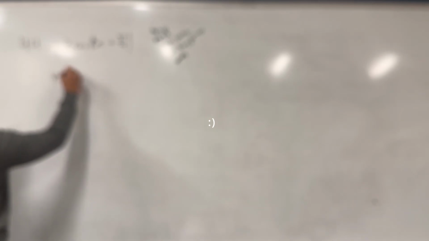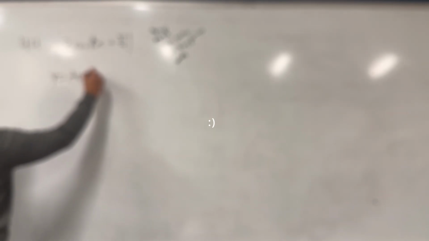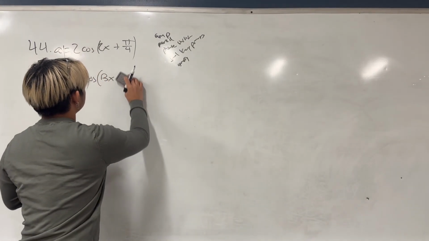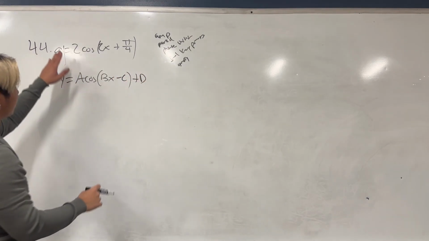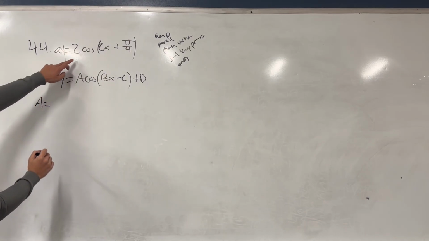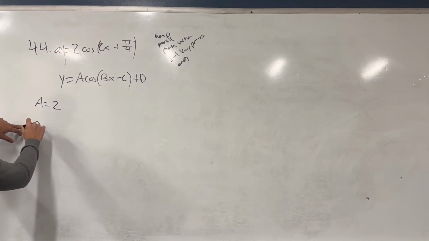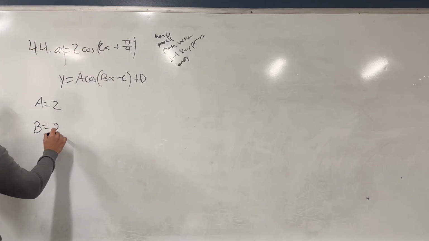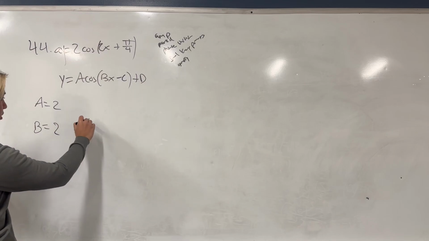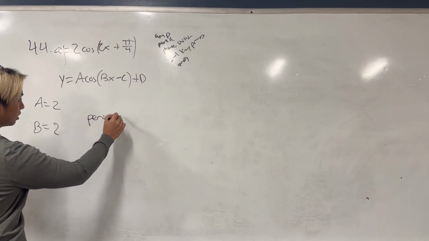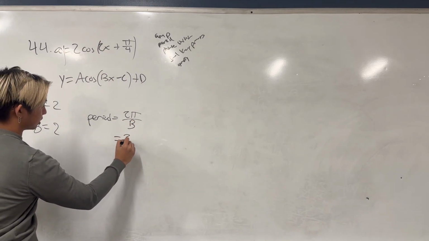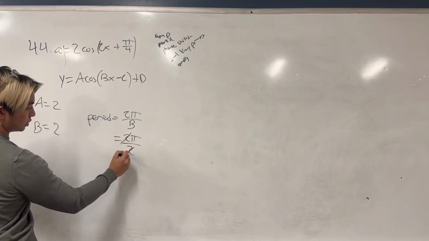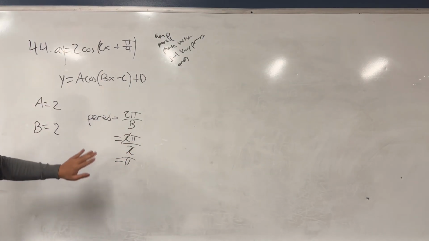Okay, so I'm going to write out our model formula. y equals A cosine of Bx minus C, plus D. Then I match it up. Our A here is 2, and our B is equal to 2 as well. Now I want to find the period. The period is equal to 2 pi over B, and we found B is 2, so 2 pi over 2. Cross the 2's out, and we're left with pi. Period is equal to pi.